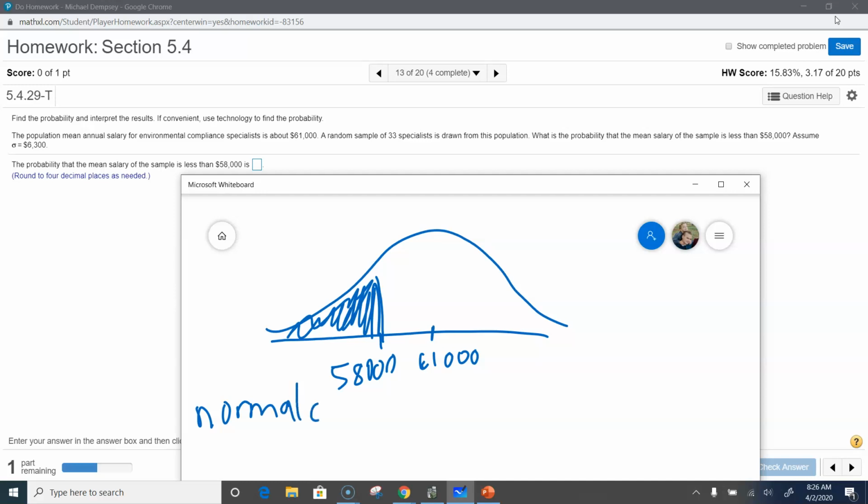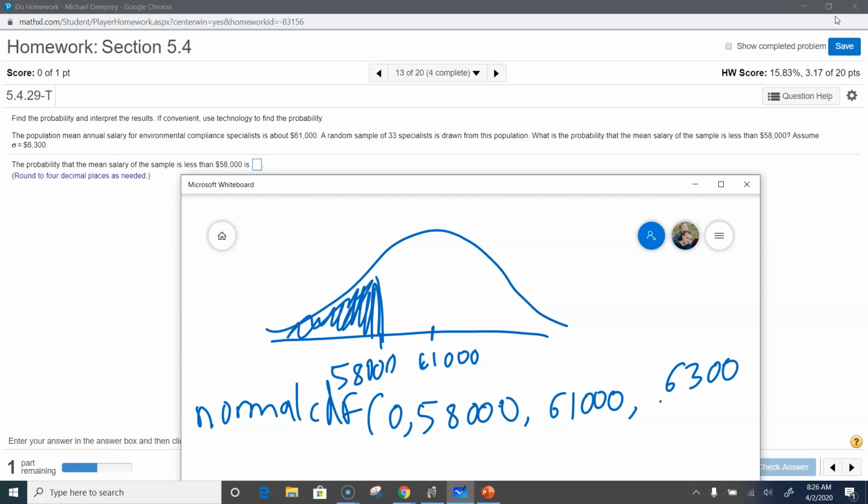So we would have normal CDF. We'll go 0 to, let's say, 58,000. You want to put negative infinity in there, that's fine. So lower limit 0, upper limit 58,000. The mean is going to be 61,000. Okay, and then the standard deviation, it's not 6,300. In the last section, it was real easy. We just throw in 6,300. Now I have to take that and divide by the square root of 33.